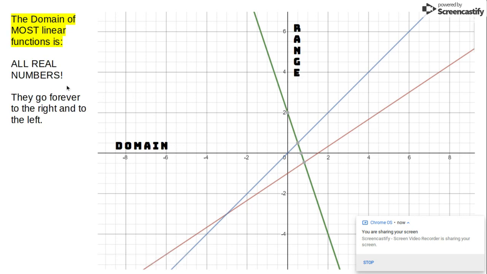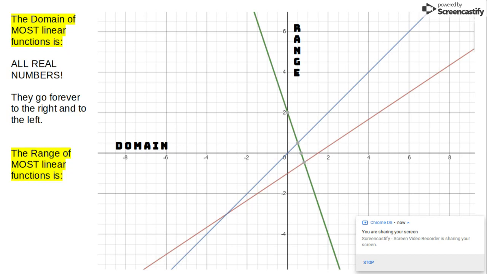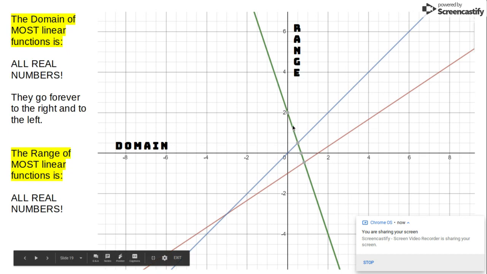So the next question is, what is the range? How far up do these go and how far down do they go? That's the question they're asking you when they ask you, what is the range? So the range for these linear equations is all real numbers because they go forever up and they go forever down. Even this green one, it's going forever up and it's going forever down.